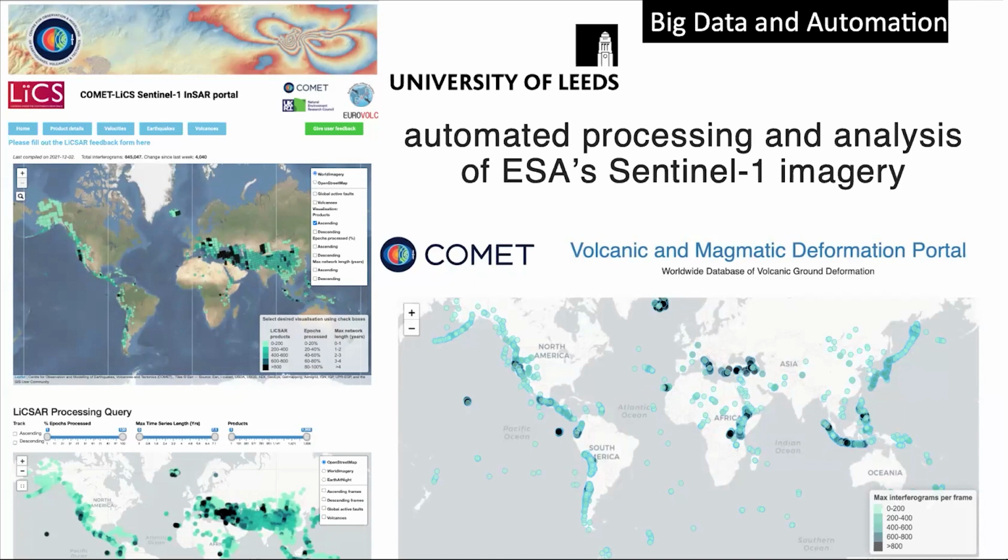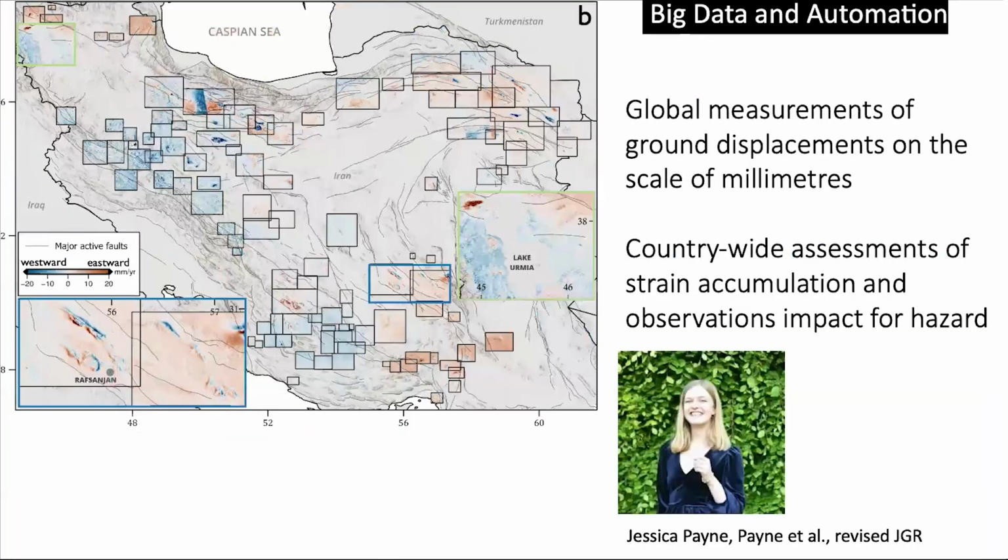But we've got many tens of thousands of interferograms that are served over the internet, and we can use them to ask quite a lot of questions that were not accessible before. So this is an example from Jess Payne, who's another PhD student in Leeds. She's produced the velocity field along with previous students, including Andrew Watson, to look at the tectonics of Iran. But actually the most dominant signals there are basin subsidence. And the countrywide assessment that she's been able to make has included looking at strain accumulation with impacts for hazard, but also looking at whether or not this deformation is likely to be related to inelastic or elastic processes within the reservoir, and whether the reservoirs will be permanently impacted.